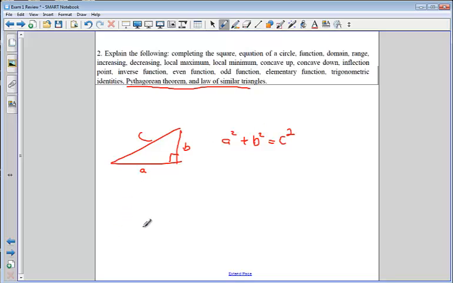And the same goes for the law of similar triangles, which says basically if you have two triangles, so here's one triangle. Let's make it real big here. And then I have another triangle inside it.